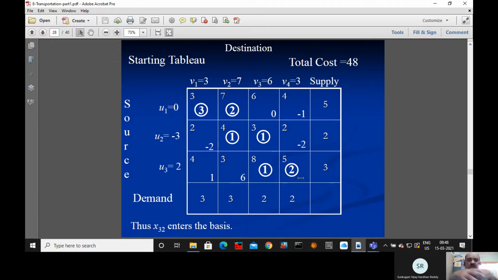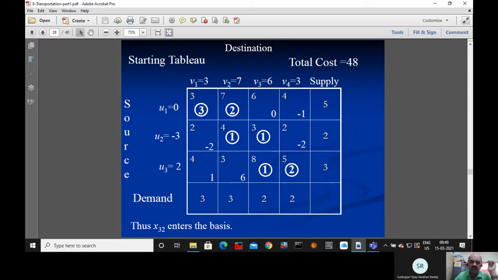Now, with respect to these allocated cells, we are interested in finding the parameters, the dual variables. The dual variables are U1, U2, U3, B1, B2, B3, B4. There are 7 dual variables, and as you know, there are 6 allocated cells. So 7 variables, 6 allocated cells, 1 shortage. Due to this shortage, one of them we select as 0. Let us say U1 equal to 0.